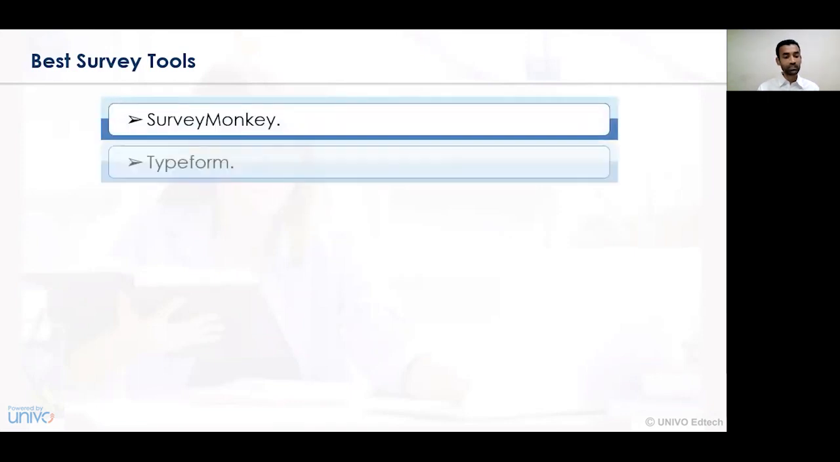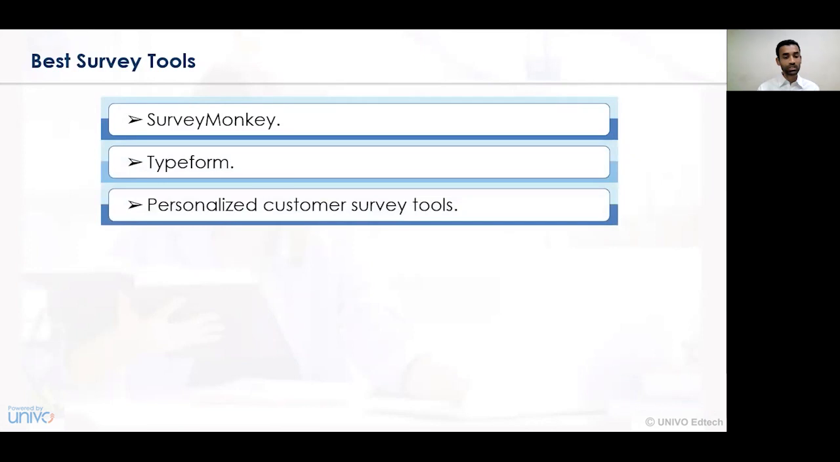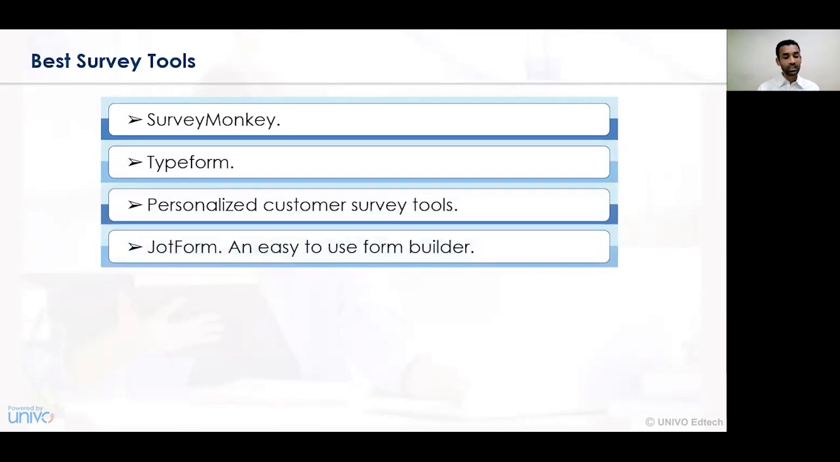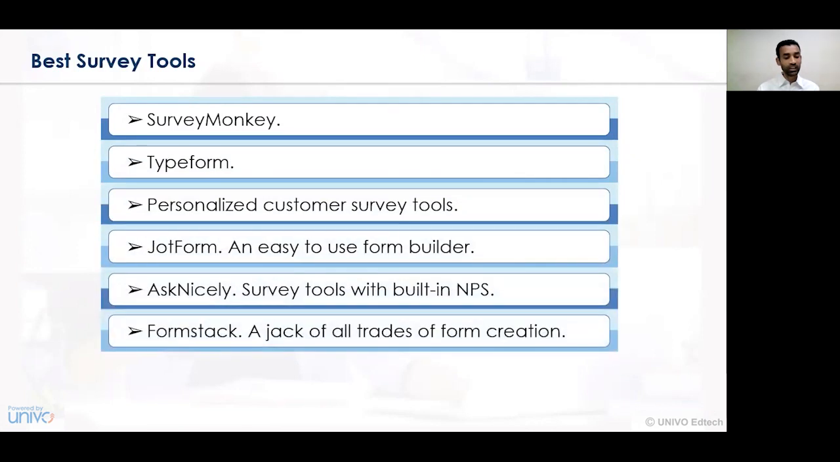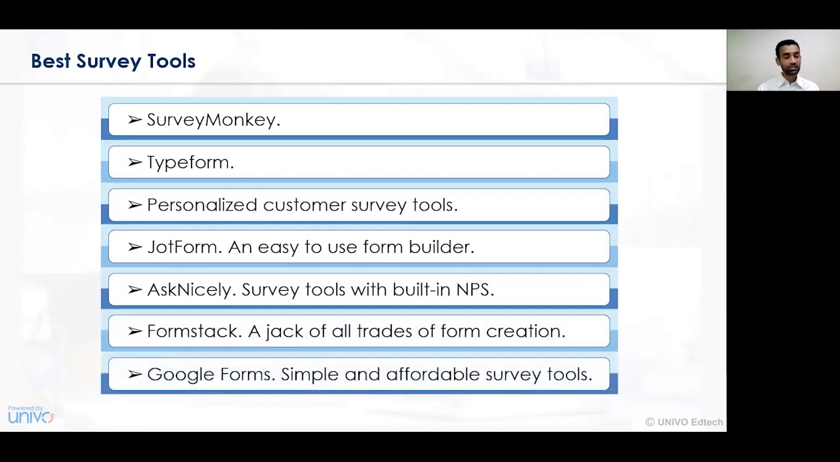Now let's understand the various best survey tools. The best survey tools that can be used for data analysis are SurveyMonkey, Typeform, personalized customer survey tools, JotForm, AskNicely, Formstack, and Google Forms. These are the various best survey tools which have been largely used and referred to by various individuals and researchers.